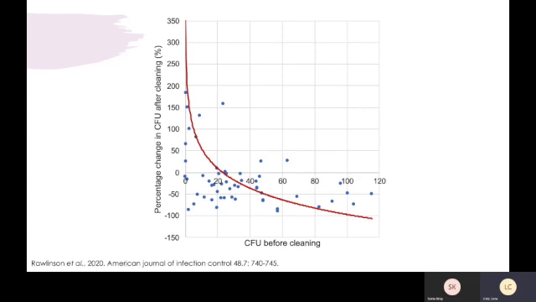To the left, we have the cleanest surfaces originally, and to the right, we have the dirtiest. And then on the y-axis, on the left, we've got the percentage change in colony forming units after cleaning. The more we go into the plus percentages, the dirtier the surface got, and the more we go into the minus percentages, the cleaner the surface got.